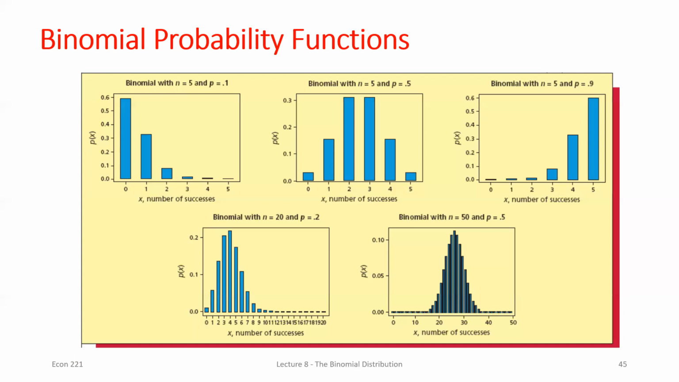And then let's go even more, right? Keep n the same, but increase the probability to 0.9. Well, now, if the probability of success is really high, then it's likely I'll see most of these 5 be successes. So now the probability of 4 and 5 have become the most likely. And then seeing a very small number of successes is very unlikely when that probability is high.